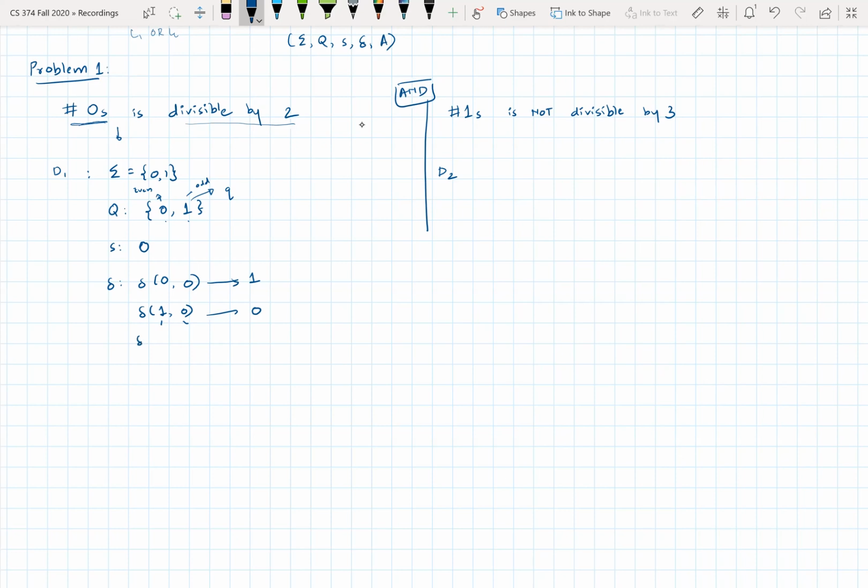Similarly, if I was in even, the number of zeros was even, and I saw a 1. Having a 1 does not change the parity of the number of zeros. So I remain in this state. If I was in 1 and I saw a 1, that means the number of zeros is odd, but seeing a 1 does not change it. So I remain over here.